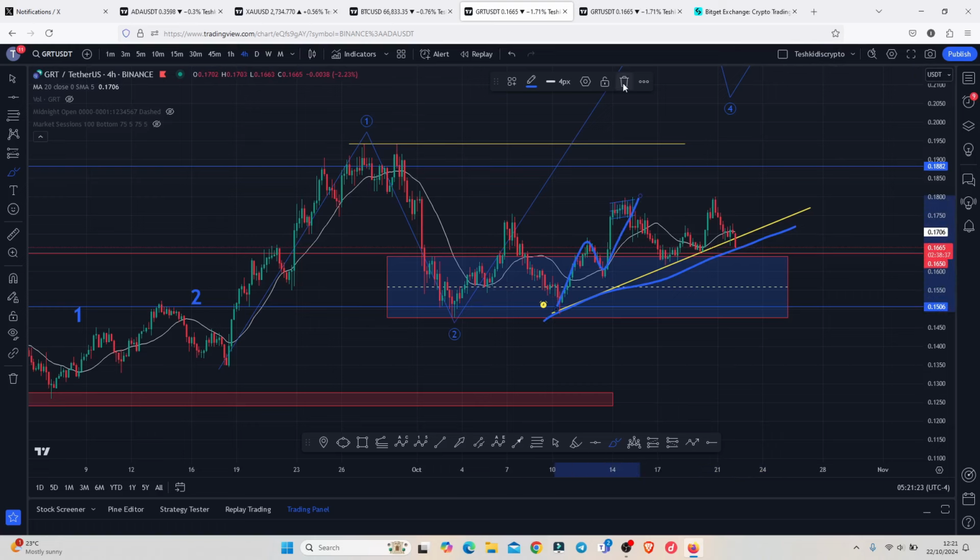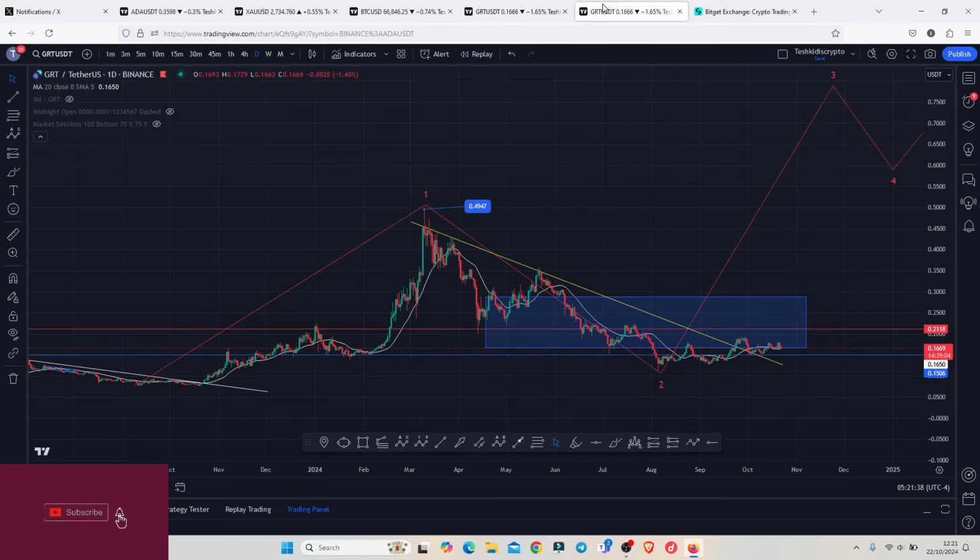And at the time of this recording, we continue to hold above a key area of support above the $0.165. And on today's video, I will be discussing the key areas of support that we need to continue holding above, and above all discuss my long-term price prediction analysis.